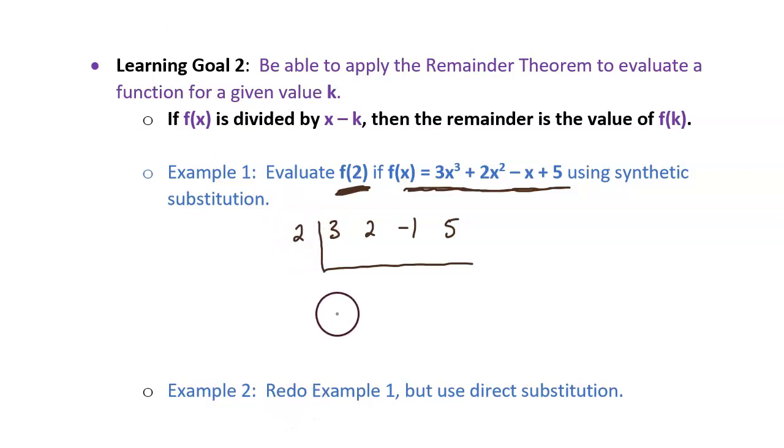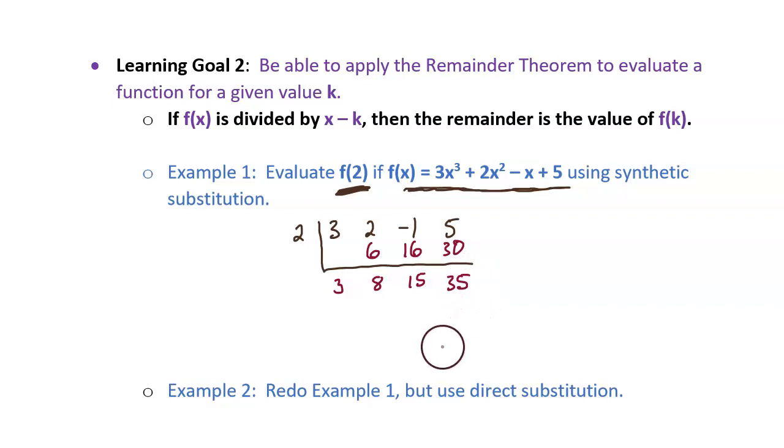Now let's follow through the procedure. Bring the 3 all the way down below. Now start multiplying and adding. 3 times 2 is 6. 2 plus 6 is 8. 8 times 2 is 16. -1 plus 16 is 15. 15 times 2 is 30. And adding these together is 35.